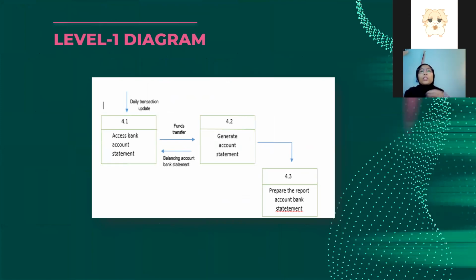As for the decomposition, the diagrams involved are level 1 and level N. Level 1 starts with the daily transaction update in order to access the bank account statement. In the bank account statement, there will be details such as the amount transferred or used daily, whether from one account or to another account.